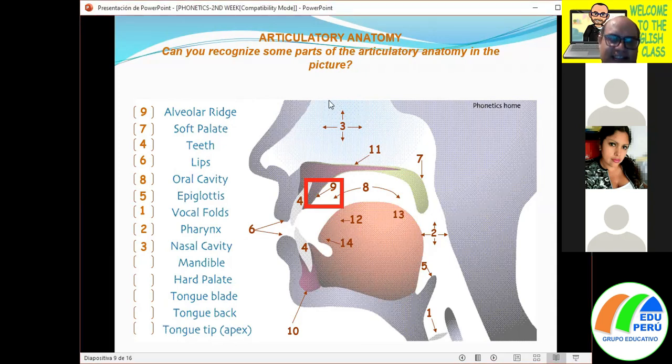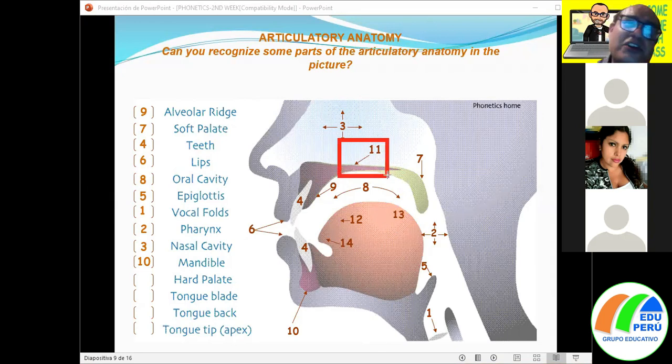Mandible. Yes, you are right. Number 10 is the mandible. Yes, very good. Number 11. This is hard palate. Exactly. Or in other terms, we call this the roof of the mouth. This is another important part of our vocal tract, because here we are going to produce the palatal sounds. That's it. Very good. So number 11 is the hard palate. Number 12.